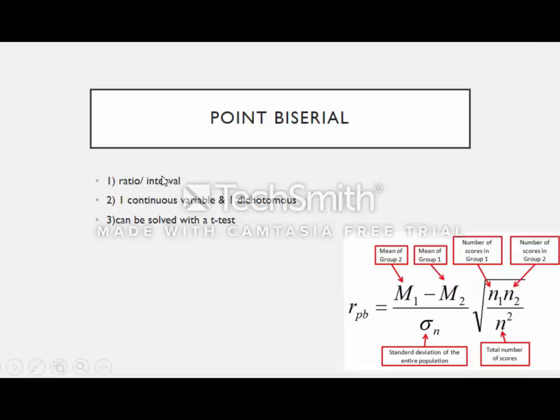The second is point biserial correlation, which also runs on a ratio or interval scale, which means that they're equidistant from each other and they can't have a number less than 0. The second thing to note about this one is it deals with continuous variables and a dichotomous variable, which is binary. So they only have 2 options, kind of like sex. The third thing is that it can be solved with a t-test.